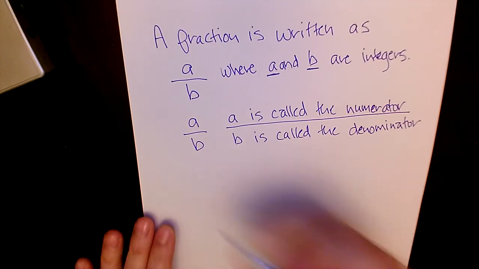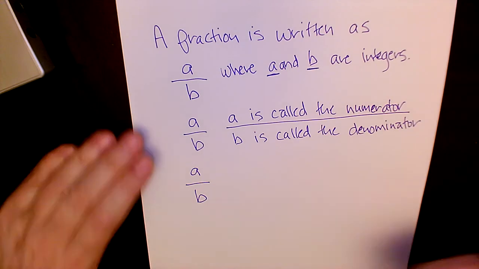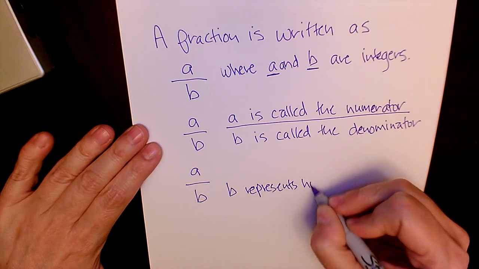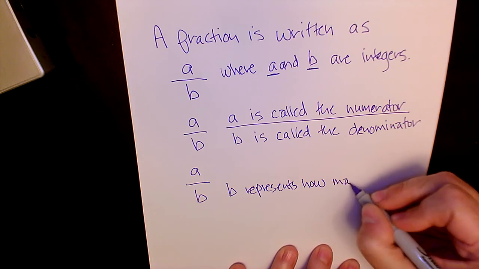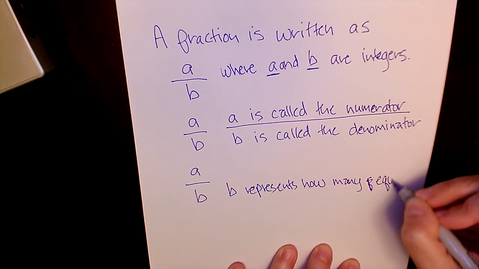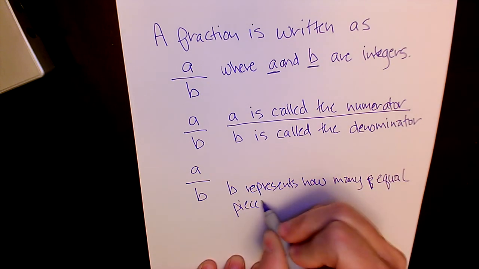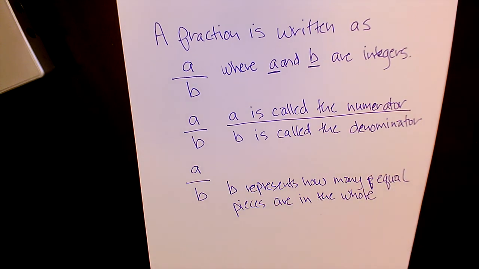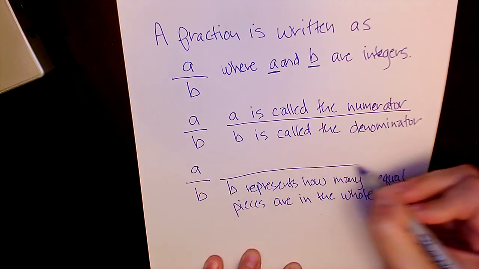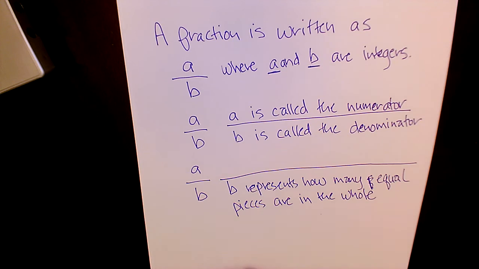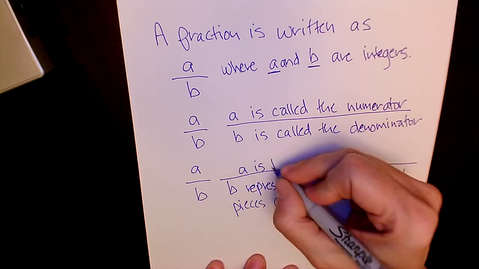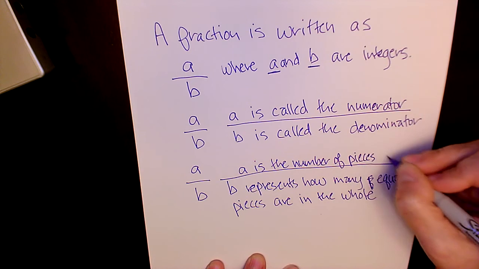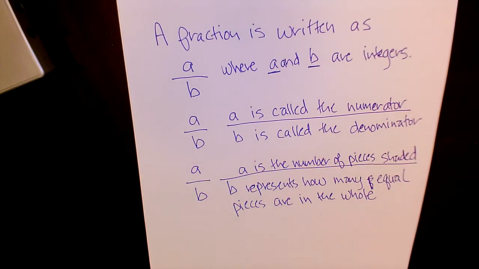Okay, well, what does this mean? Well, b represents how many equal pieces are in the whole. And a is the number of pieces shaded. Okay?